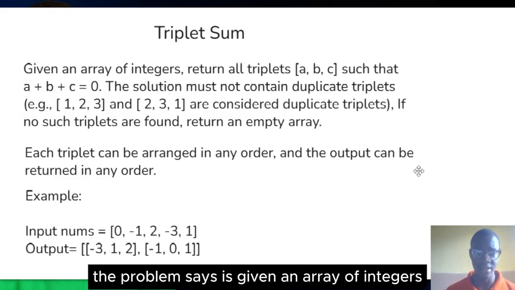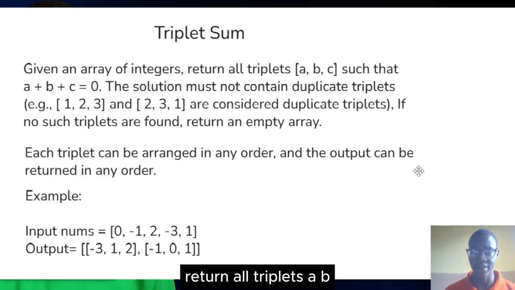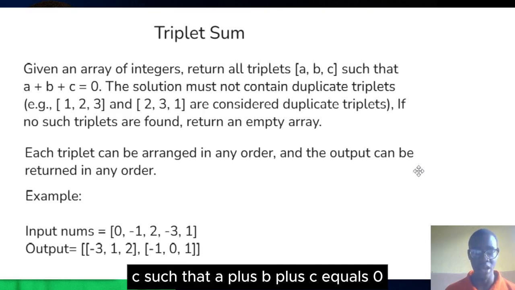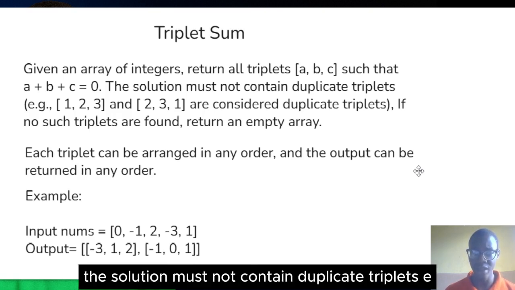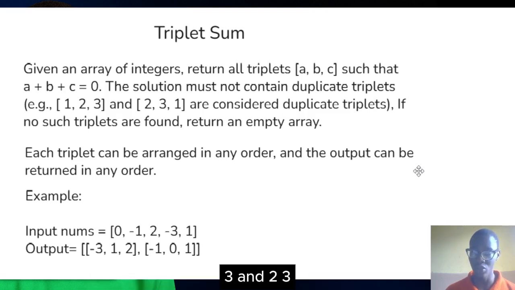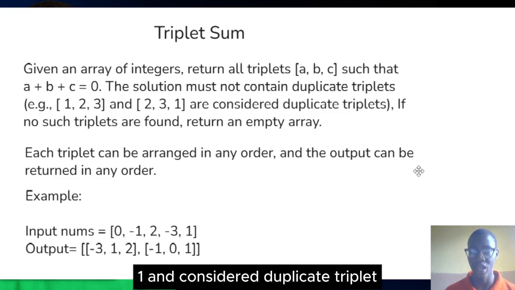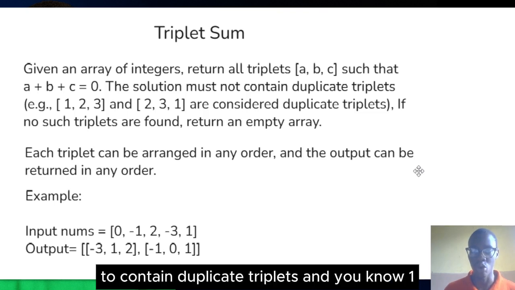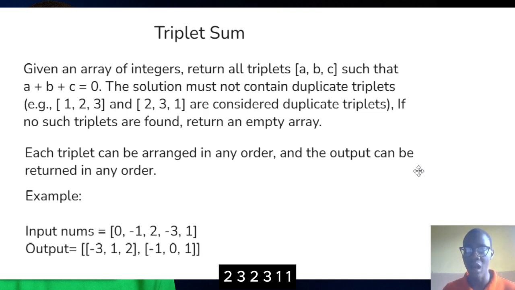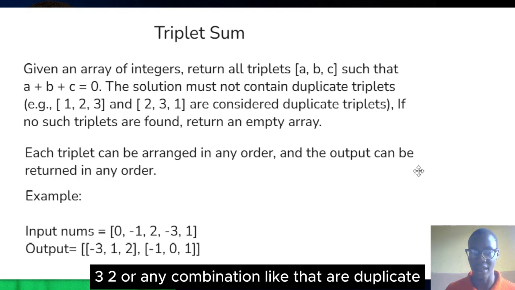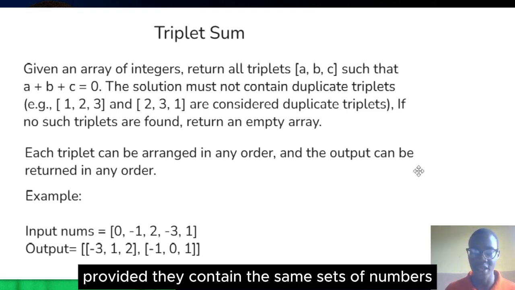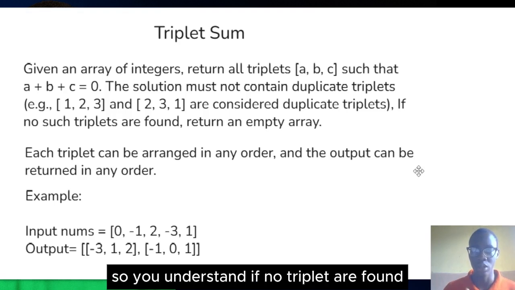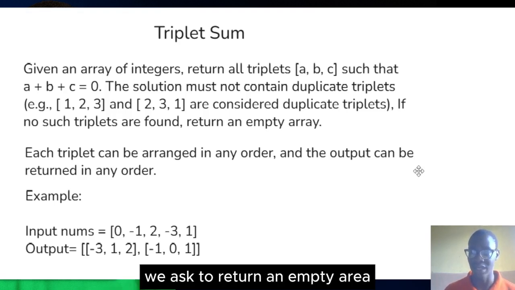The problem says, given an array of integers, return all triplets A, B, C such that A plus B plus C equals 0. The solution must not contain duplicate triplets, e.g. 1, 2, 3 and 2, 3, 1 are considered duplicate triplets. What they're trying to tell us is that we don't want the solution to contain duplicate triplets, and 1, 2, 3, 2, 3, 1, 1, 3, 2, or any combination like that are duplicates, provided they contain the same sets of numbers. So you understand, if no triplets are found, we are asked to return an empty array.